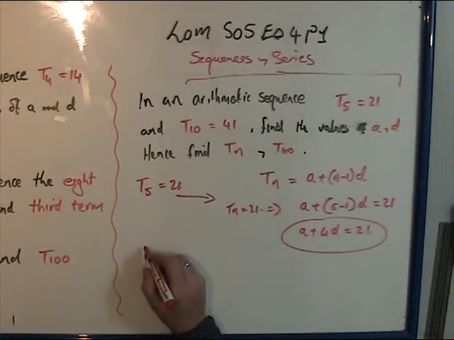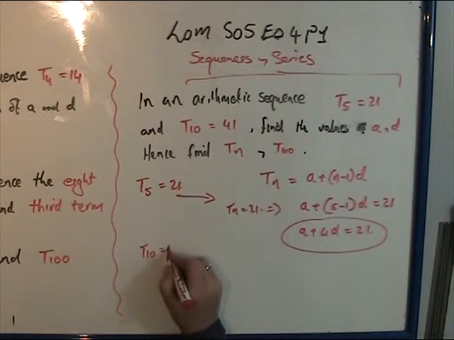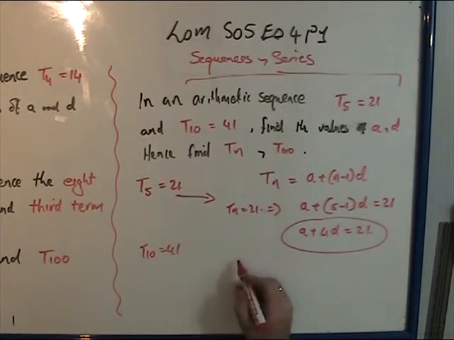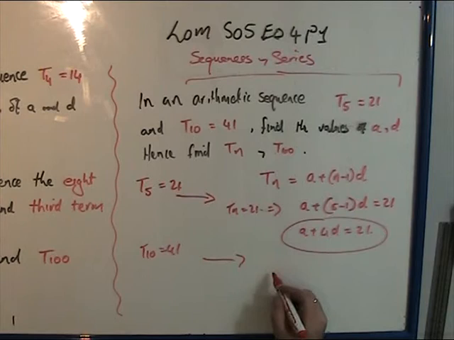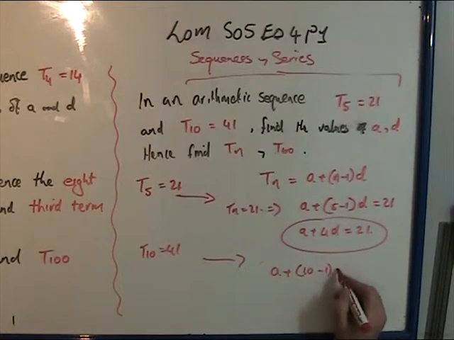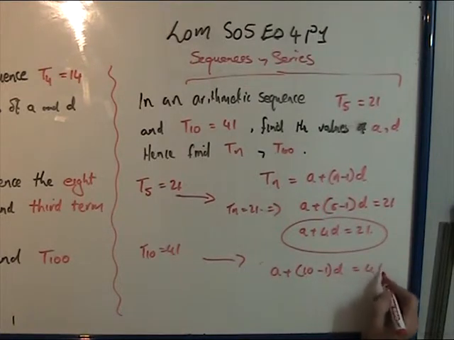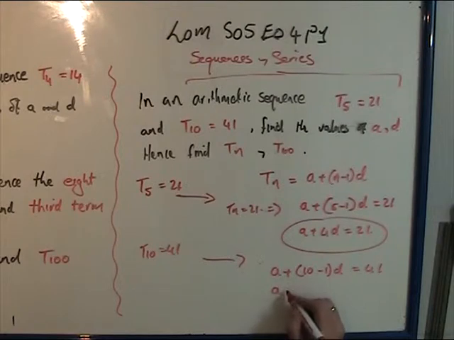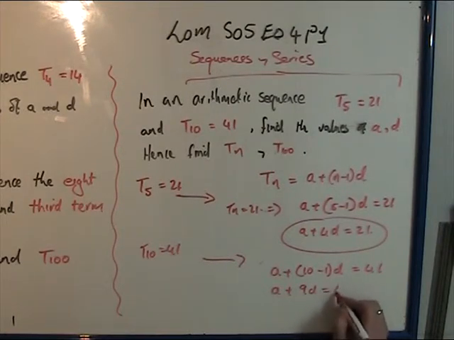Now I'm doing the next equation. The next one is T of 10 is equal to 41. So I put it into the equation again: Tn is A plus (n is 10, minus 1) times D is equal to 41. I multiply them out: A plus 9D is equal to 41. So now we have a second equation.